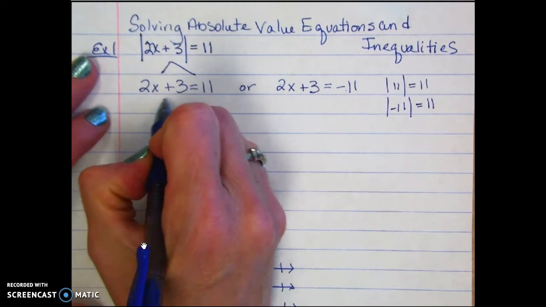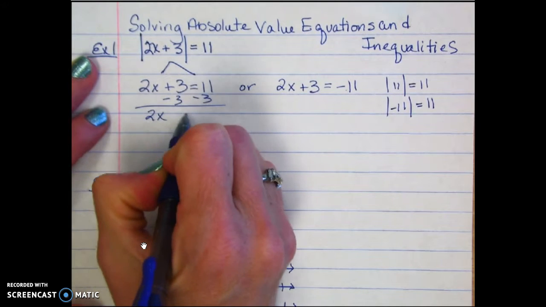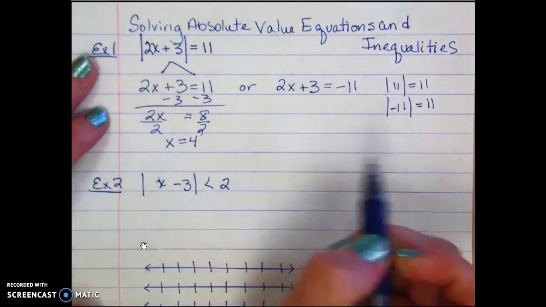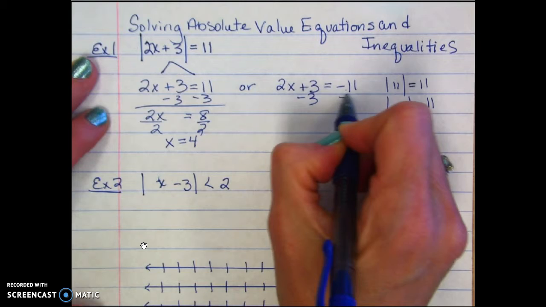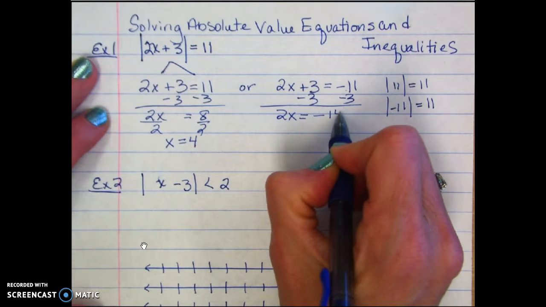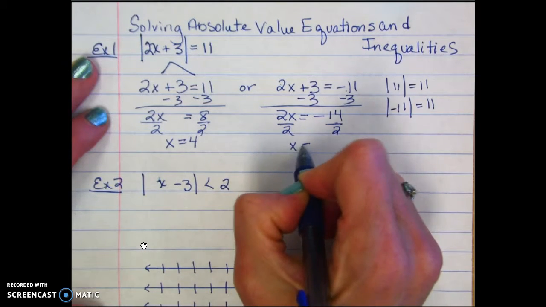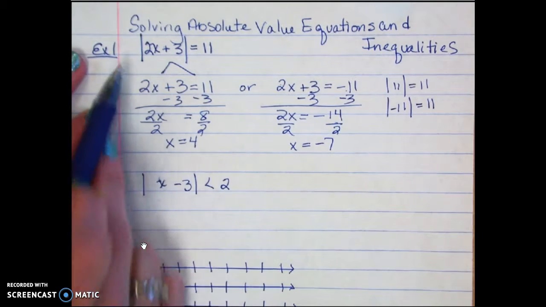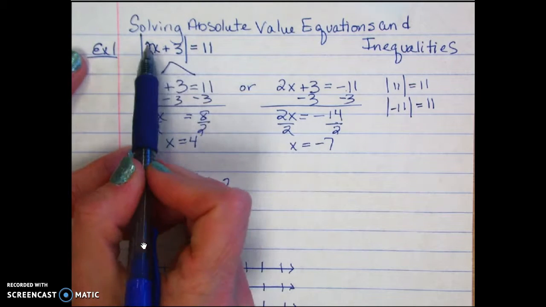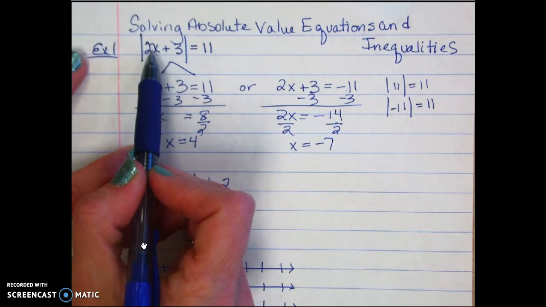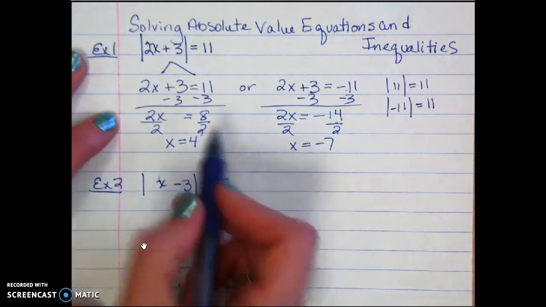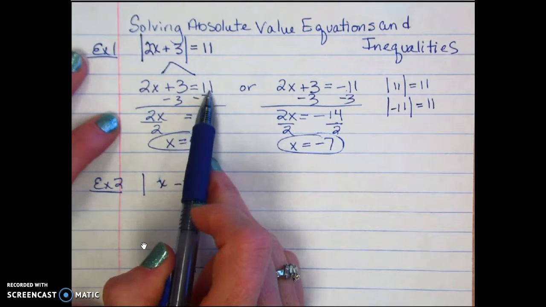And then we solve that. Subtract 3 on both sides. 11 take away 3 is 8. Divide by 2. X could be 4. Or same steps over here, though we're not going to get quite the same numbers. Negative 11 take away 3 is negative 14, which means when we divide by 2, we're getting negative 7. So either x is 4, because 4 times 2 is 8, plus 3 is 11, or negative 7, because 2 times negative 7 is negative 14, plus 3 is negative 11, which would simplify to 11 once we do the absolute value. So we have two answers, one positive and one negative.